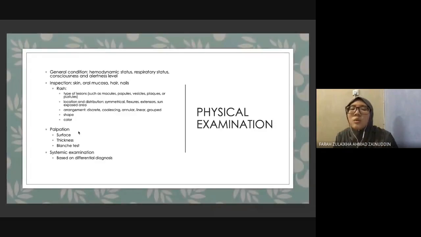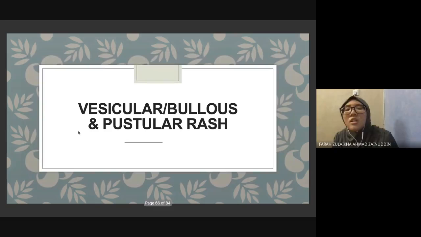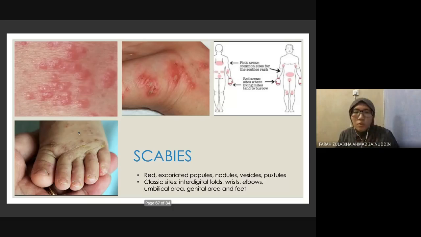It will guide us towards our systemic examination, whether we want to do abdominal examination like in HSP, or musculoskeletal examination like in acute rheumatic fever, etc. So I have already classified it into vesicular, bullous and pustular rash, macular rash, as well as hemorrhagic rash. The slides after this are basically just pictures.